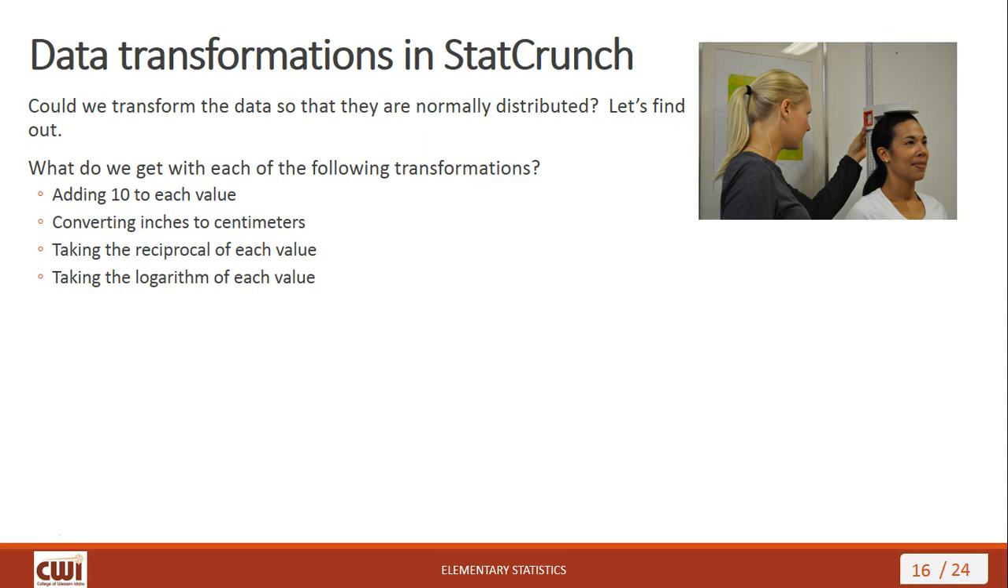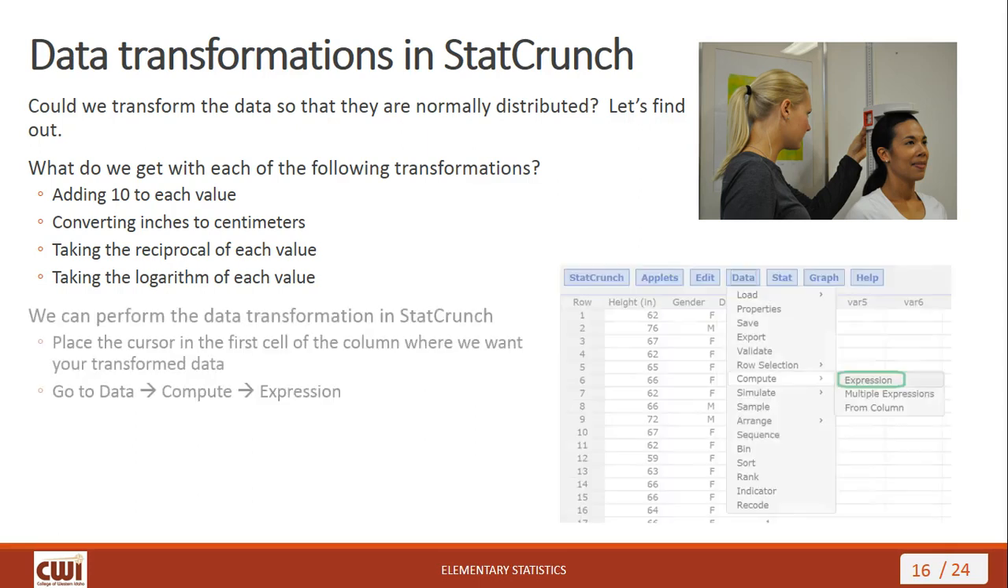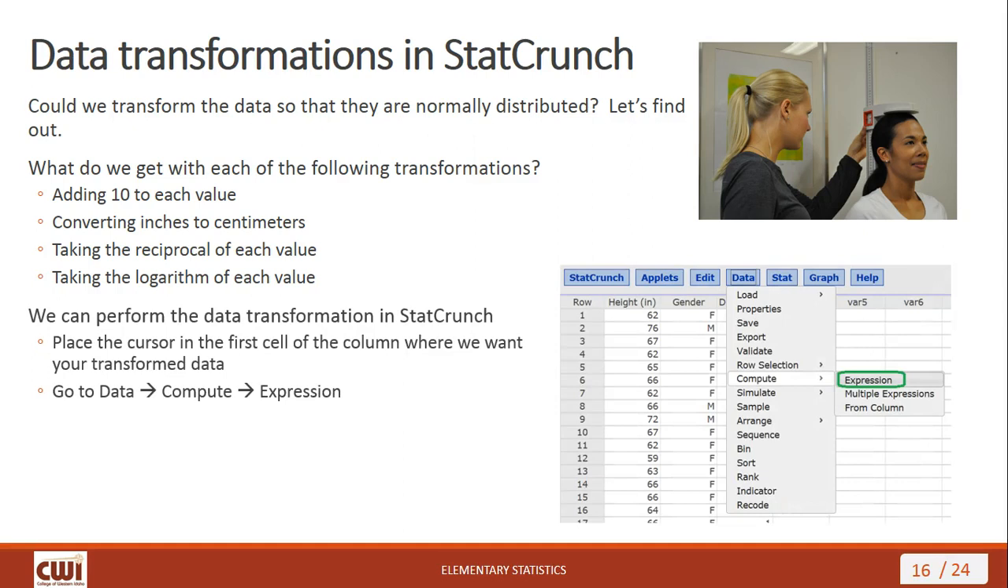First, we're going to add 10 to each value. Then we're going to try converting inches to centimeters. Then we're going to take the reciprocal of each value. And finally, we're going to end up taking the logarithm of each value. So let's look and see what each of these transformations does to our data set, and also how to actually do them in StatCrunch.